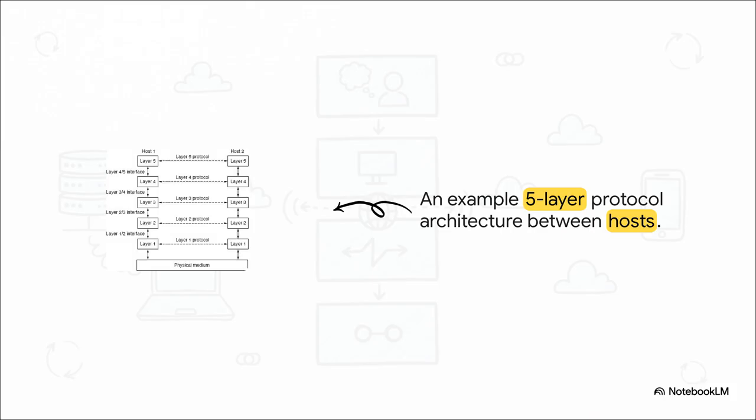Now notice how layer 5 on host 1 logically communicates directly with layer 5 on host 2. But physically, the data travels all the way down the stack. It passes through intermediate devices, specifically switches, which only process up to the link layer, so layer 2, and routers, which process up to the network layer, layer 3, before traveling all the way back up the stack on host 2.